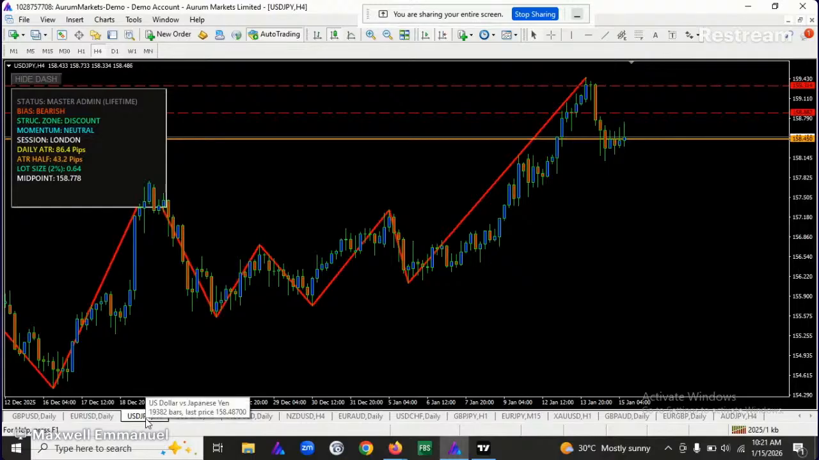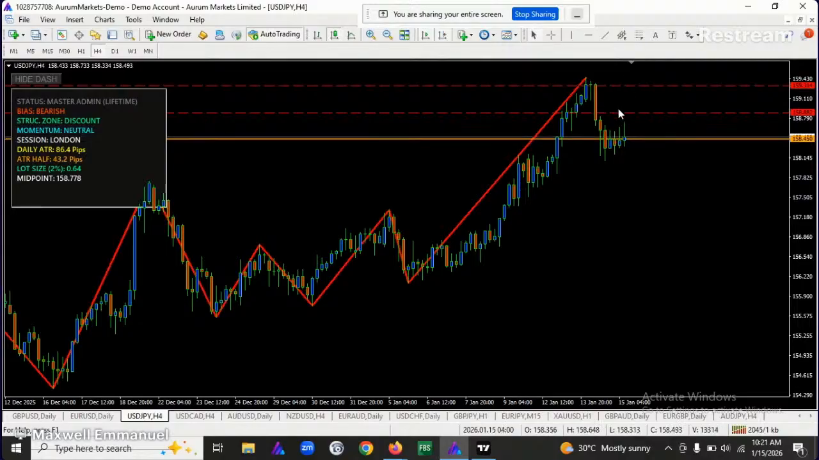Let's see USDJPY. USDJPY is giving us a bearish signal, but price is at a discount. Price is at a discount, so we don't sell at a discount. So we want to see price pull back. It should pull back to this area.